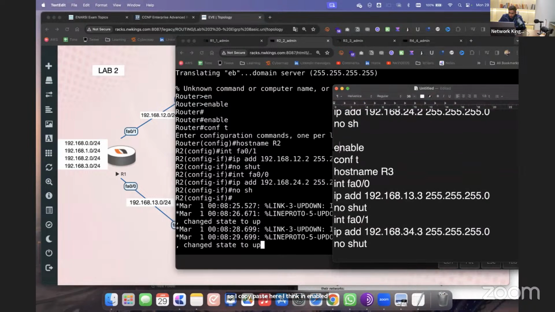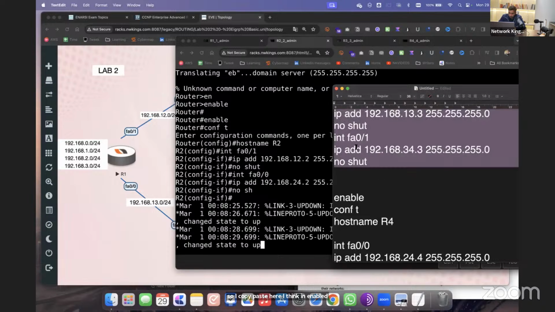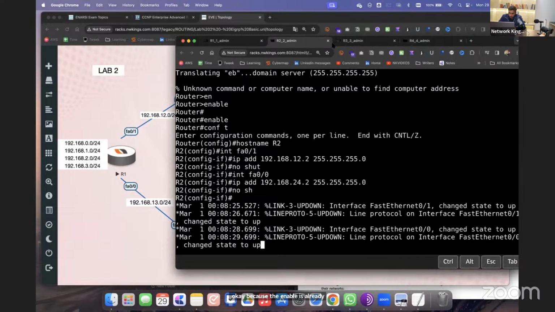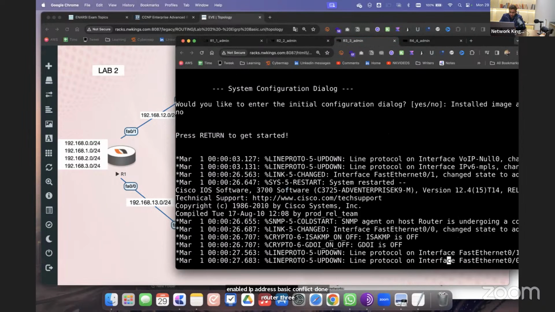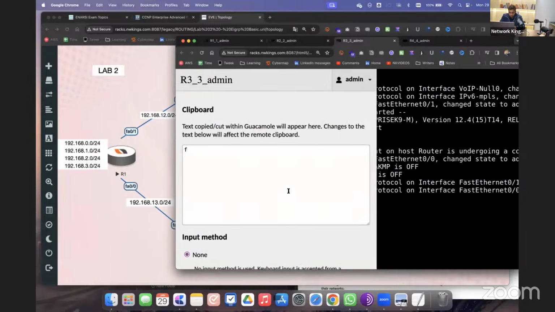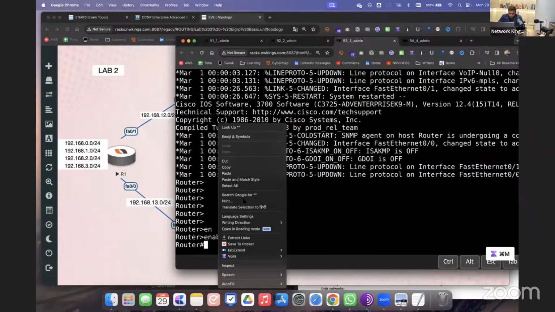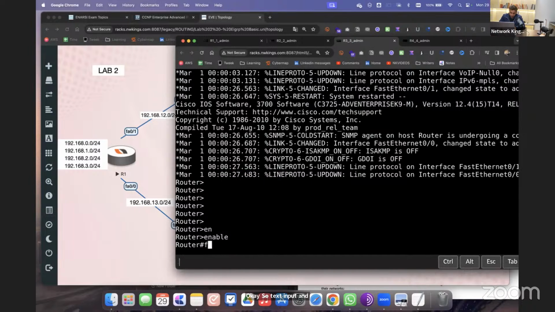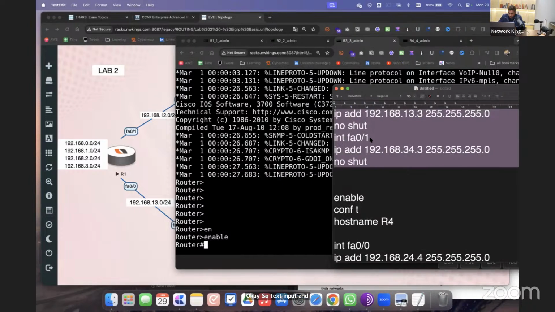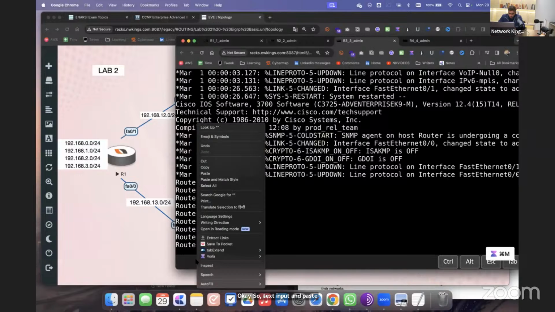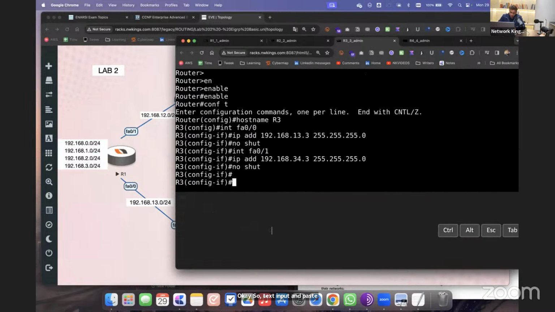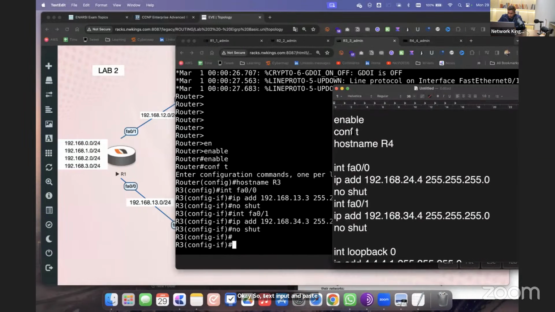Router 3. So easy, very simple lab. Okay, so text input and paste. Router 3 is also done.